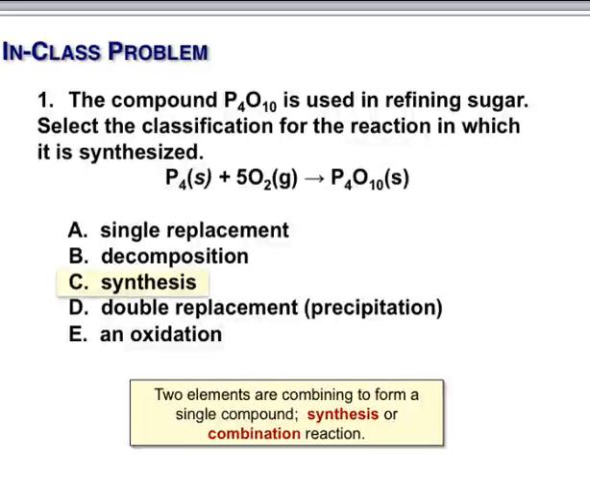Is this also redox? Remember, anytime you have elements on one side or the other, you're going to have redox. Because in order to go from an element to a compound, you have to do oxidation or reduction. So that's a real simple thing to think about. If you have elements on either side, the reaction must be redox.